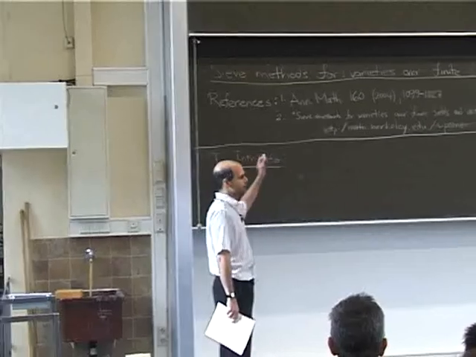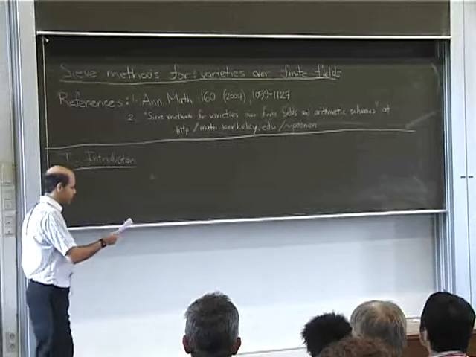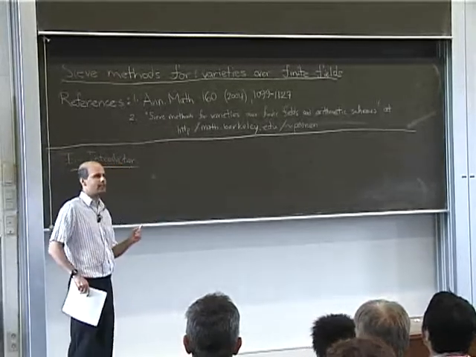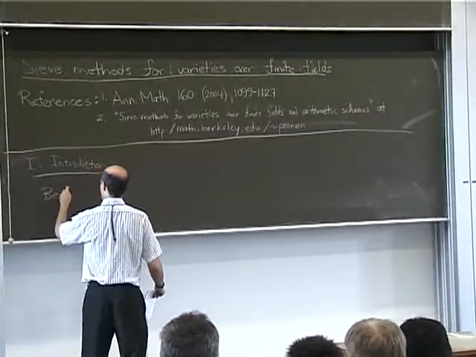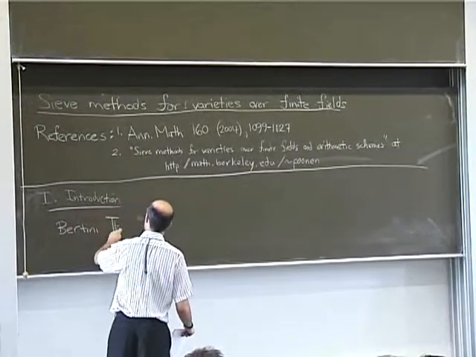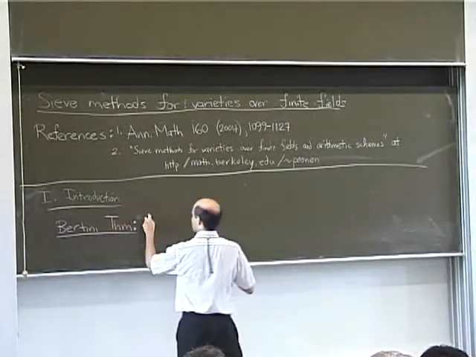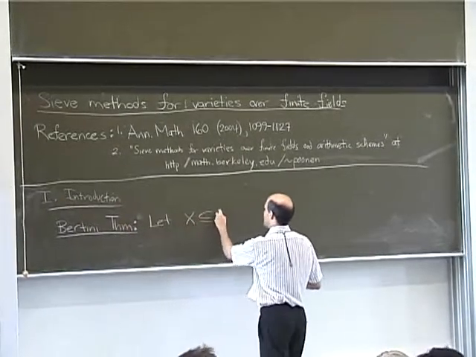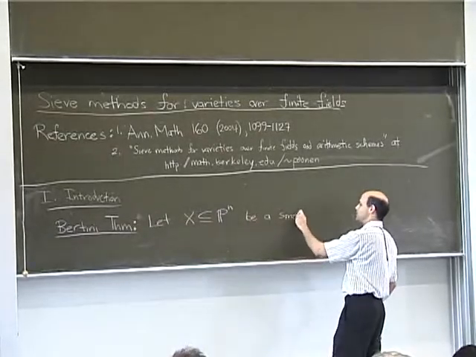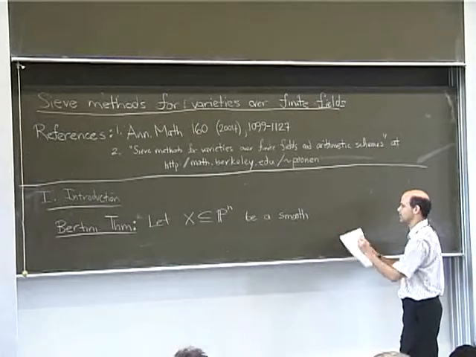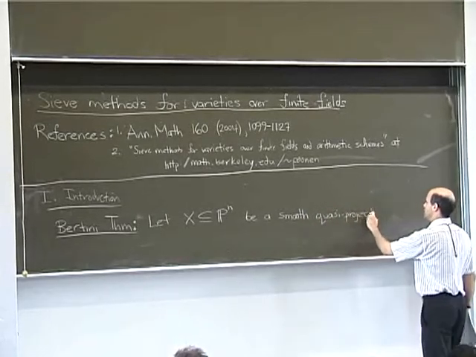The first example where this was used is for proving a Bertini theorem over finite fields. So let me begin by reminding you what the classical Bertini theorem is. All right, so suppose I have a smooth variety. Actually, there are many Bertini theorems, but I'm going to talk about the Bertini smoothness theorem. So I'll start with a smooth quasi-projective variety in Pn.